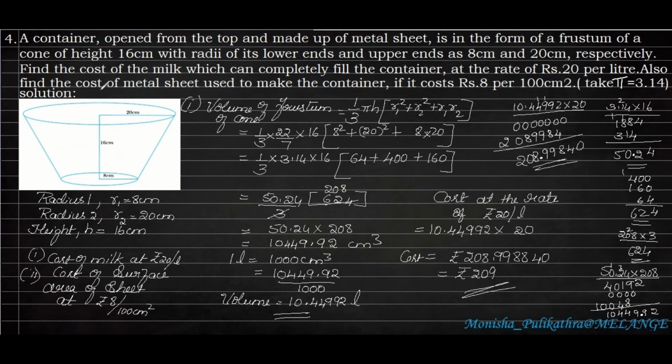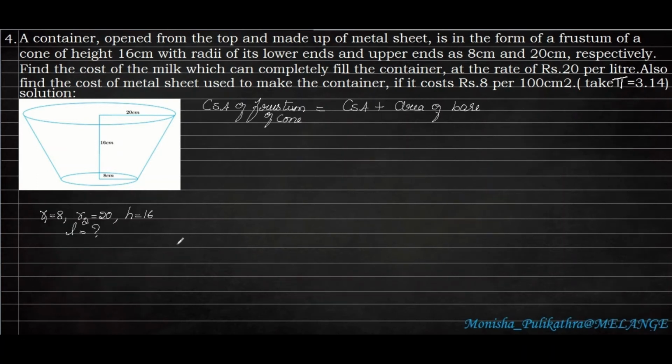We have to again find out the cost of the metal sheet used to make the container at rupees 8 per 100 centimeter square. We have to continue the answer, so let us continue the problem. Here we have to find the curved surface area of the metal sheet which is used to make this container. Here R1 is 8, R2 is 20, height is 16, but we don't know the value of slant height.